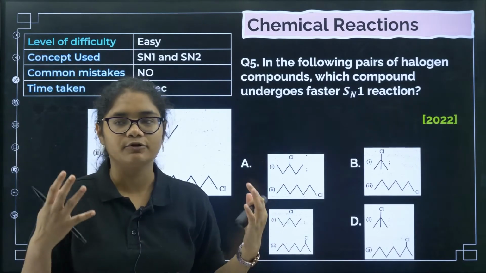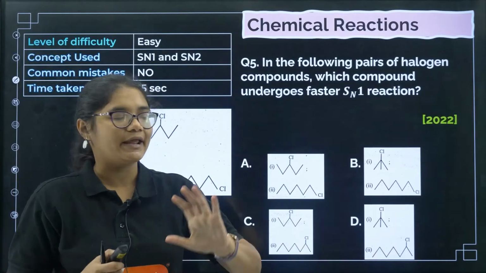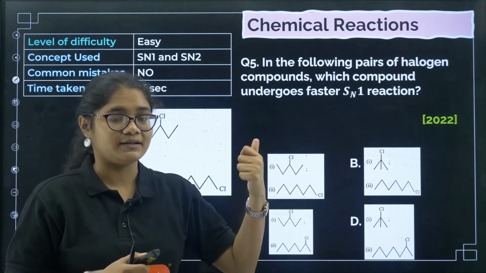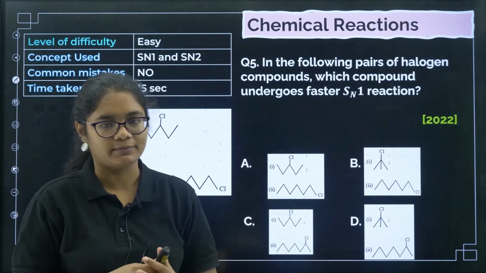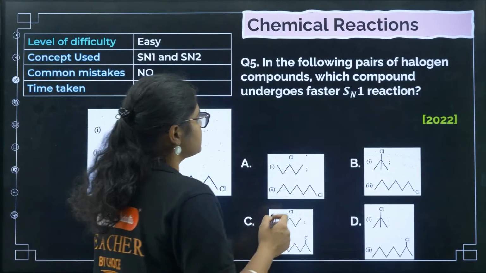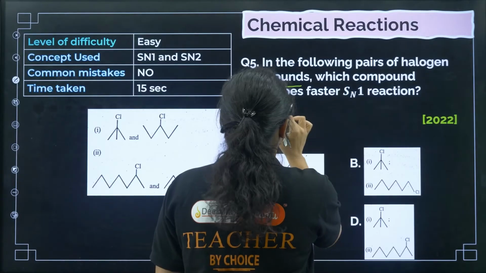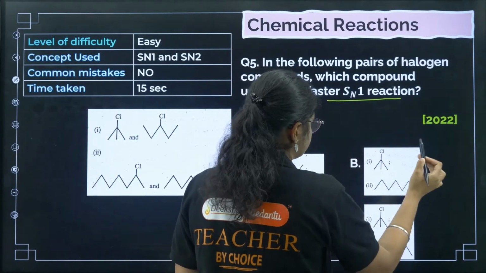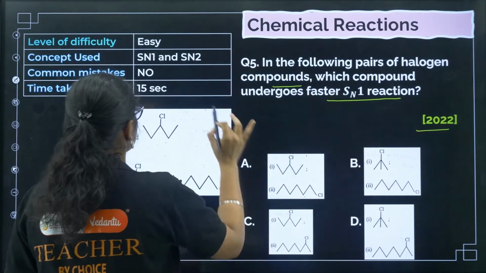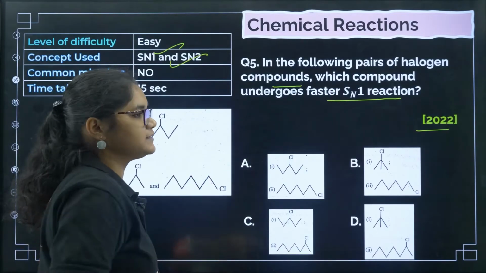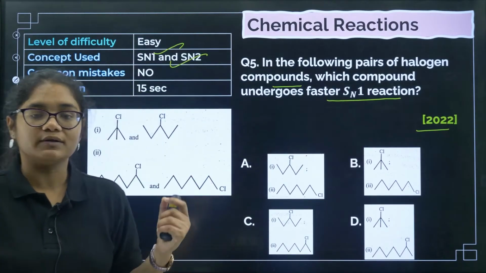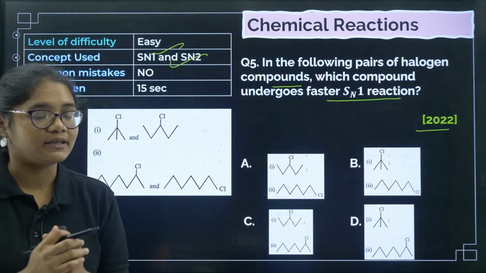Okay. Next question. The question is from the chemical reactions. From maximum or majority of the questions you can expect from the chemical reactions part, and especially for SN1 and SN2 mechanism. Okay. So here question number 5, in which of the following pairs of halogen compounds undergoes faster SN1 reaction? Okay, question was asked in 2022. Super easy question if the concept of SN1 reactions is very clear to you.